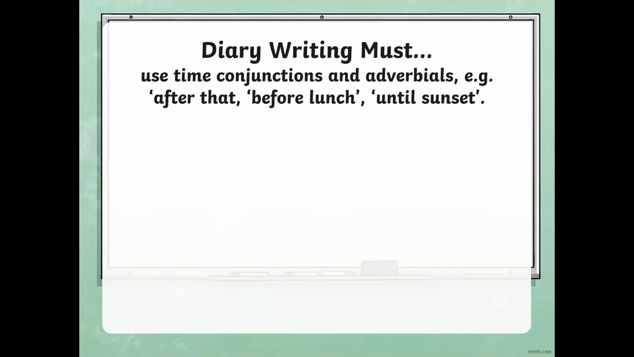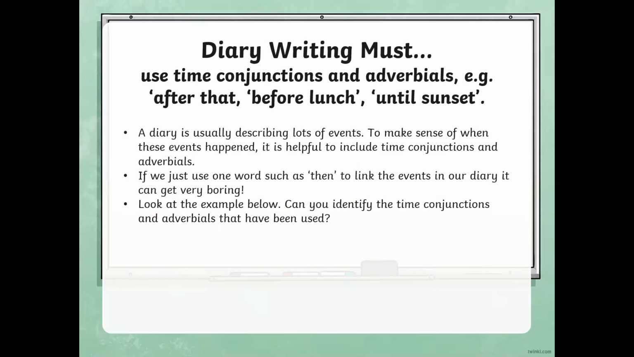You can use lots of time conjunctions, again, because you're writing in chronological order and you're writing about when things have happened. Conjunctions like after that, before lunch, until sunset are really useful to use throughout your writing. If we just use the same word, then, and, after that, again and again, it can get boring. So make sure you use a variety.